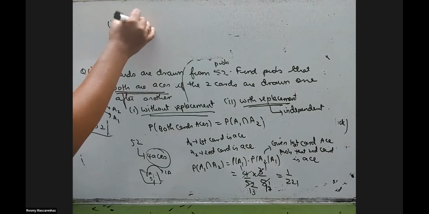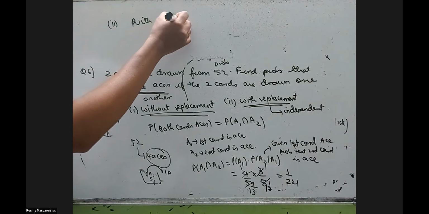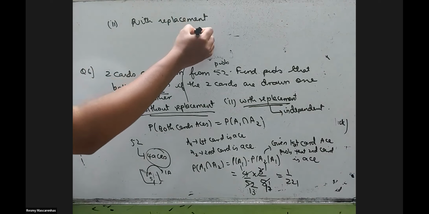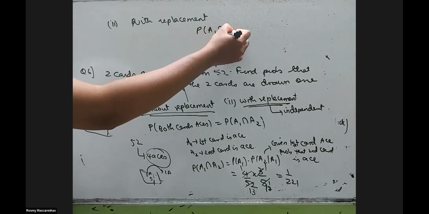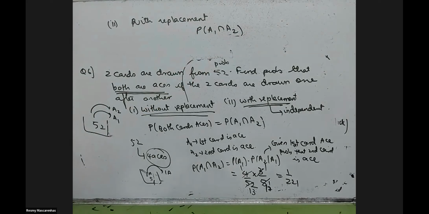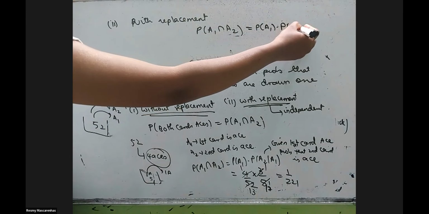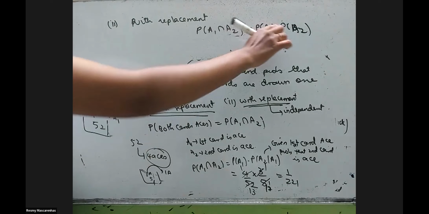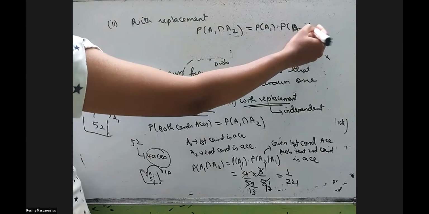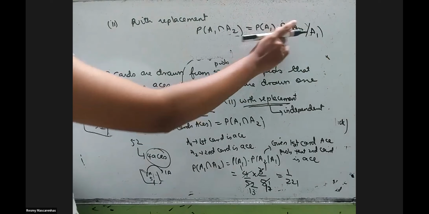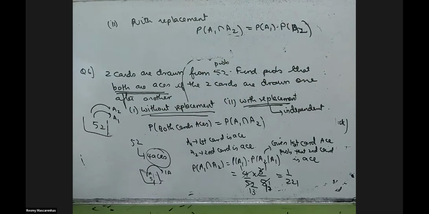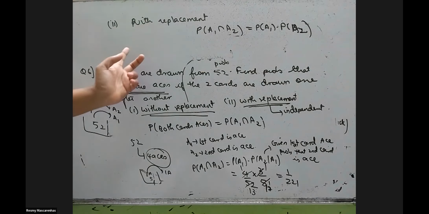The second part is with replacement. Proceed with it. So the second one is not dependent on the first one. Directly this into this. Is it dependent on the first card? No. Why? Because once you see it, again you're keeping it back. You're not keeping it at the side.